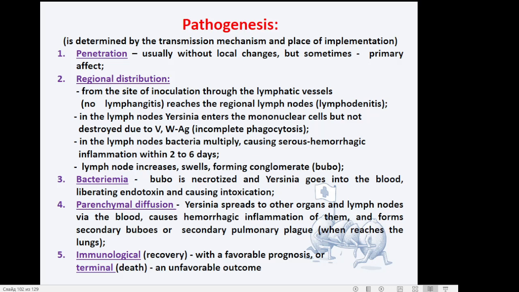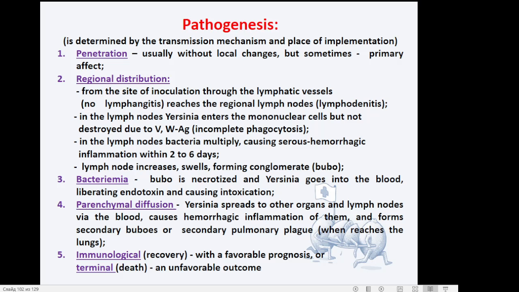And if there is bacteremia, it is possible for it to spread practically to every part of the body, and severe hemorrhagic inflammation will be in different inner organs, in the pulmonary system, cardiovascular system, everywhere. For example, in teeth of people who died due to the Black Death, the medieval spreading of plague, genetic material of Yersinia pestis was found. So it may penetrate to teeth too. So everywhere.